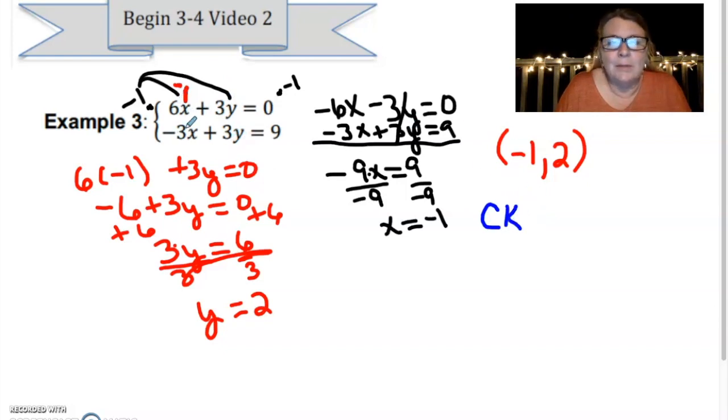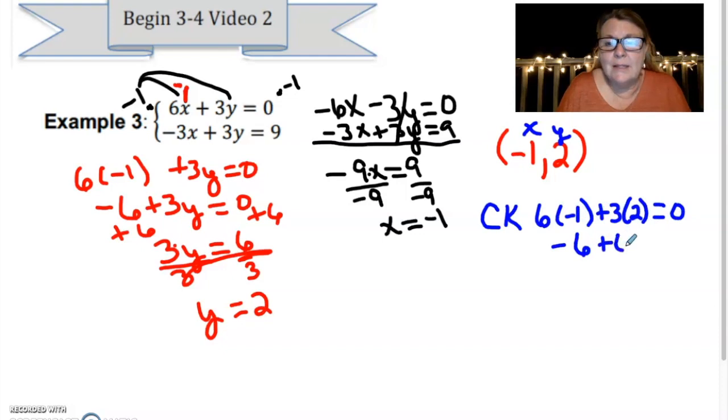All you've got to do is plug it into your calculator and check and make sure that it really does work. So you're going to plug it into the first one. This is the x, this is the y. So we'd have 6 times -1 plus 3 times the y, which is 2. This had better equal 0. So -6 plus 6 is equal to 0. That is true. So it works for the first equation.